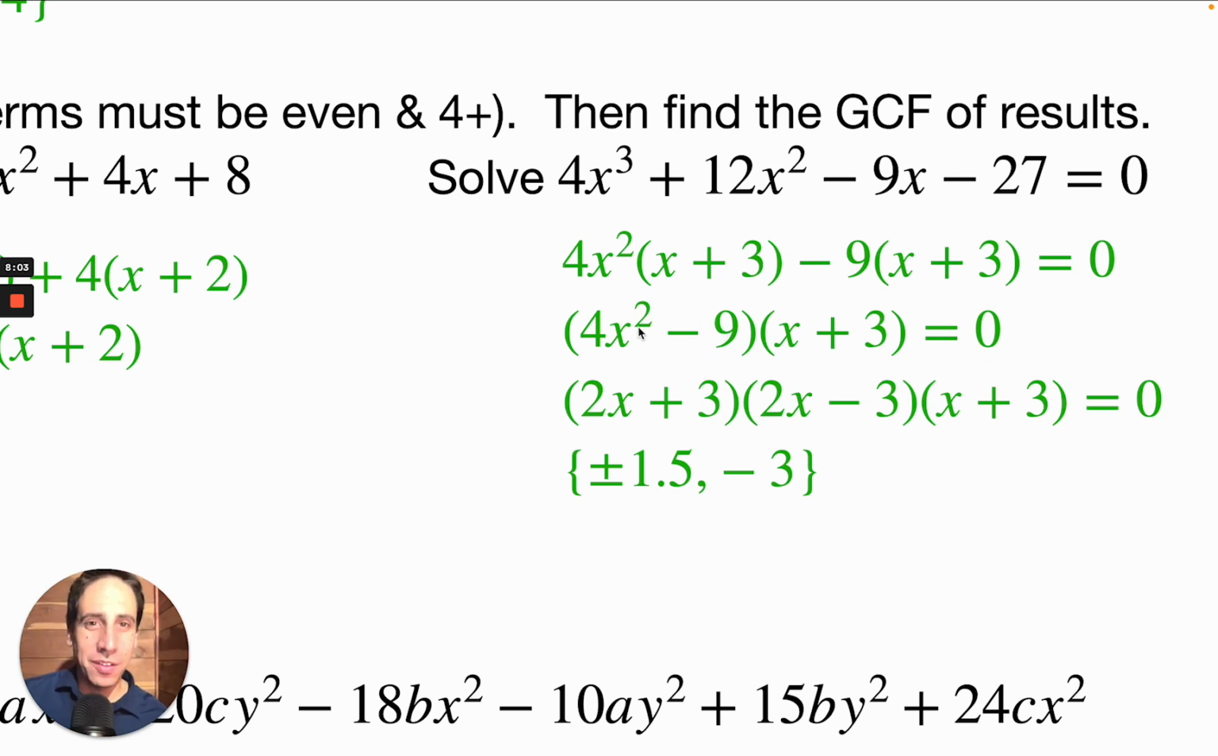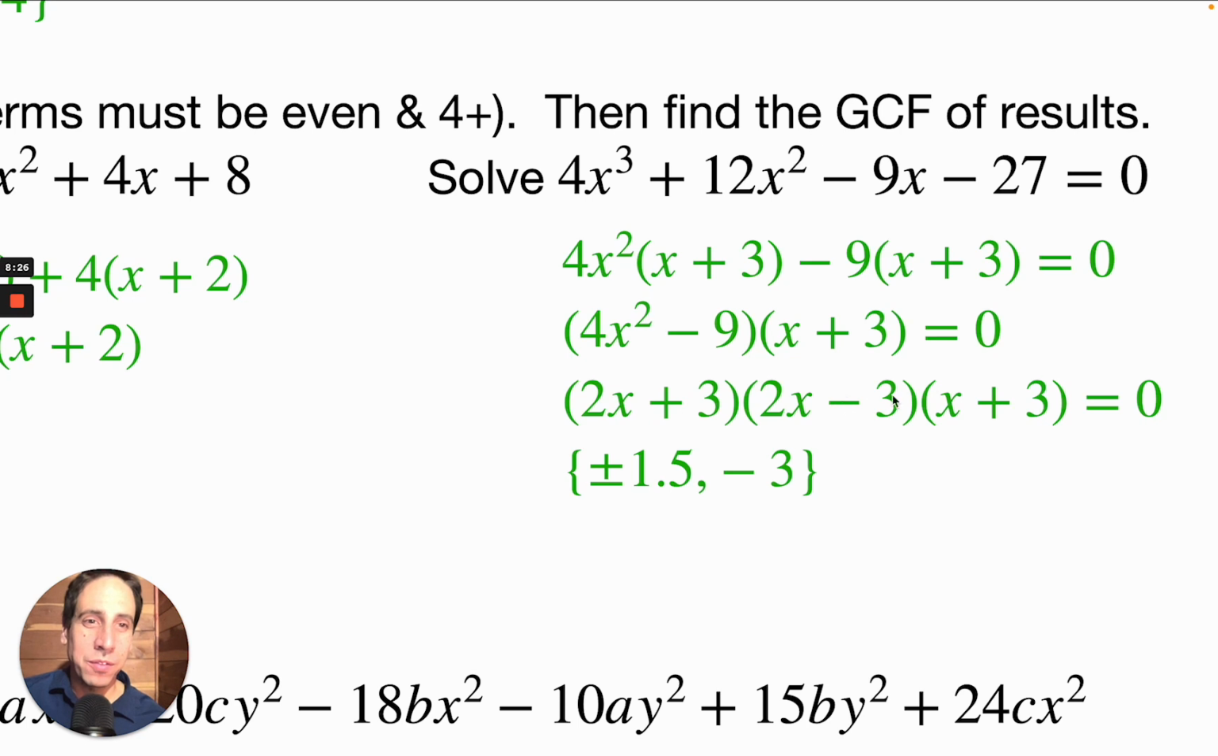Now the leftovers actually can be further factored. The indicator here is that we've got the x squared. Remember from quadratics, this is a difference of squares. 4x squared is a perfect square, 9 is a perfect square, and we've got subtraction in the middle. So therefore we can say this is 2x plus 3 and 2x minus 3.